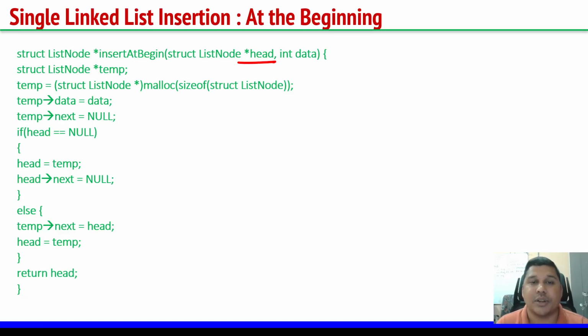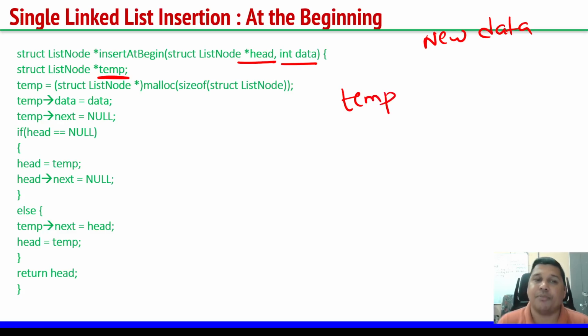Next I am giving the data. What is this data? This is the new data which I want to add in the linked list. I am creating a temporary variable, let it be temp. Now temp equal to, I am allocating memory for this.